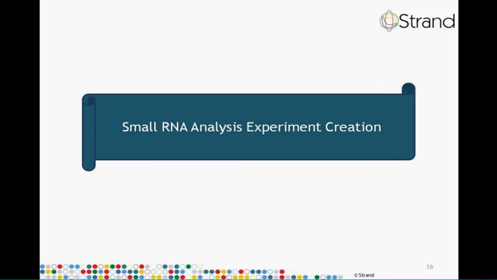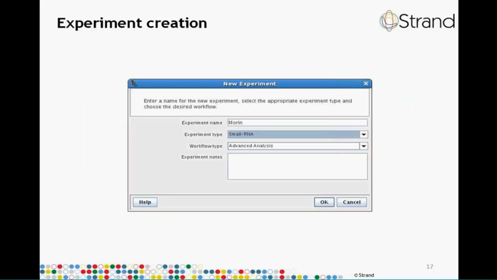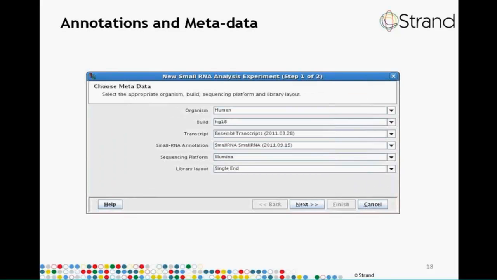So let us see what a small RNA analysis experiment creation looks like. You choose the experiment type as usual. After that, you provide the annotations and metadata using which analysis needs to be carried out. So you specify the organism and the build and the small RNA annotations, which are pre-packaged annotations available from our annotation server. In addition, you also need to choose a transcript annotation.